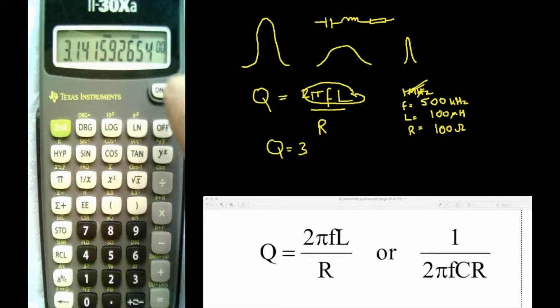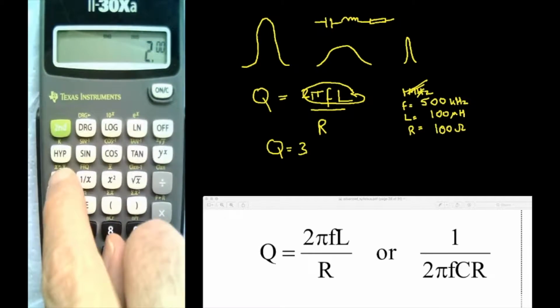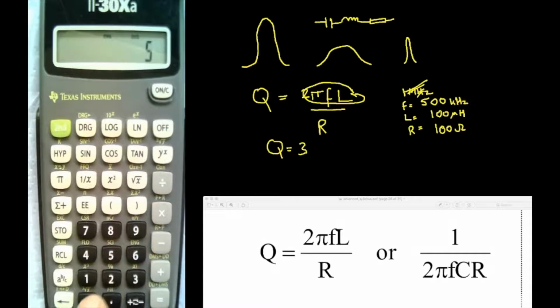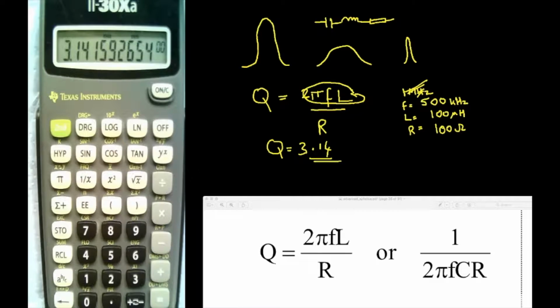So we'll go through that again. 2 times pi times 500 kilohertz times 100 microhenries, divided by 100, equals 3.14, but not to all intents and purposes. I'll put this down there. So there we have it.